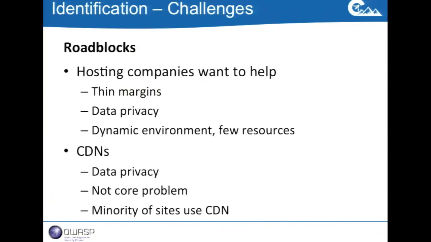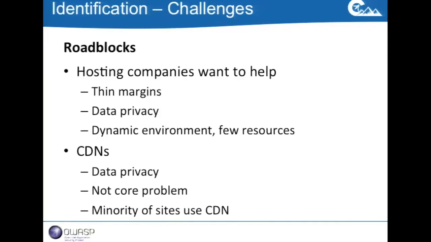What are the roadblocks? Are the hosting companies bad guys? No, of course not. We've worked with a lot of hosting companies. They really want to solve this problem. But there are some practical issues. Some of the practical issues are the thin margins. If you remember, hosting account prices start from $20.99, $4.99, $1.99, free. How can you support a business model which is a race to zero, in a sense? They have very little money coming in per customer.